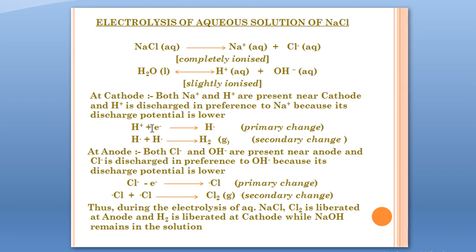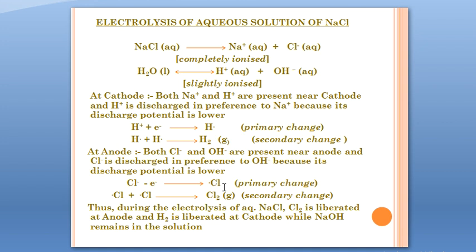So H positive gains the electron and forms hydrogen radical, which is a primary change. Then there's a secondary change. Two radicals combine to give us hydrogen gas. At cathode, in this example, there's a release of hydrogen gas. And at anode, lower discharge potential Cl negative का है, thus Cl negative loses that extra electron and forms a radical, which is a primary change.